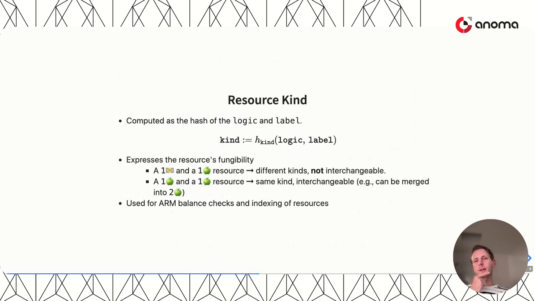This is used in the ARM, or Anoma resource machine, balance check, but also to index resources, which is relevant for applications. So what you might want to do is fetch all tokens that you own, and then you would filter all existing resources by kind, and then by who is the owner.